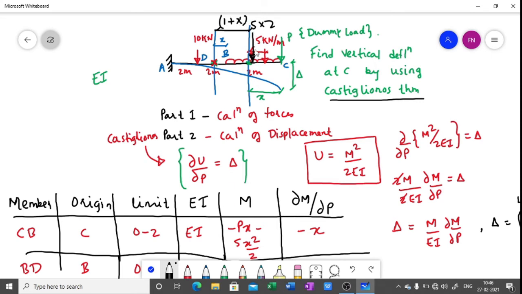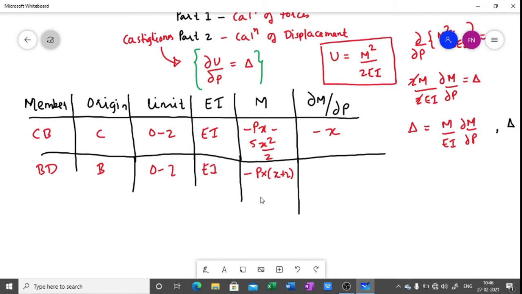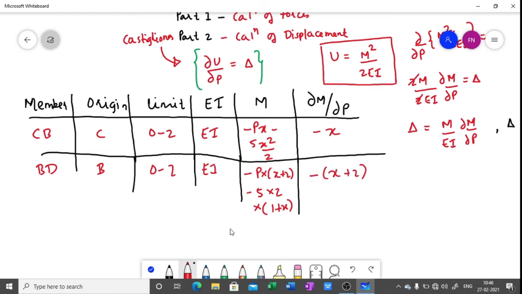1 plus x, and this total load of UDL is creating clockwise moment with respect to this particular section. So here it will be minus 5 into 2 into perpendicular distance 1 plus x. Okay, so again we need to partially differentiate this equation with respect to P, and we will see what we will get here. We will get minus x plus 2. This is what we are getting.